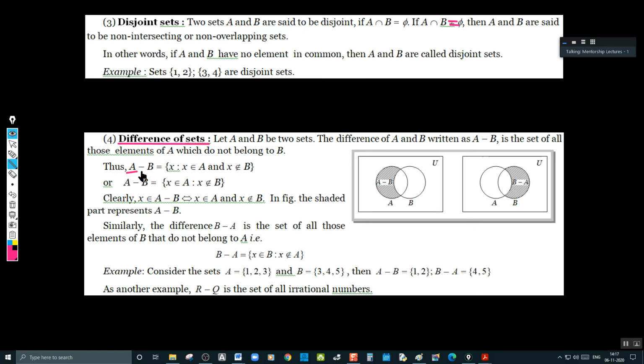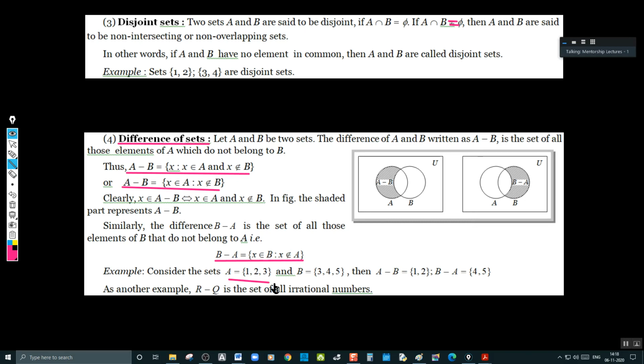So what is the meaning of A minus B? X belongs to A and X does not belong to B. So A minus B is equal to the set of X belonging to A such that X does not belong to B. And what is the meaning of B minus A? X belongs to B and X does not belong to A. This is the meaning of it.